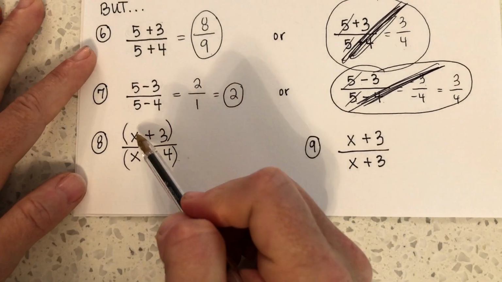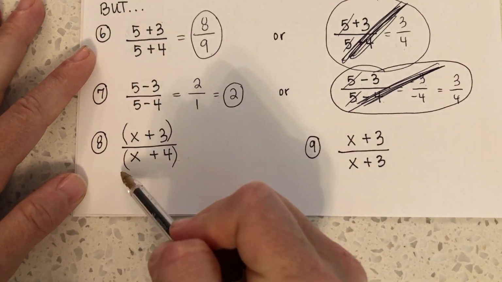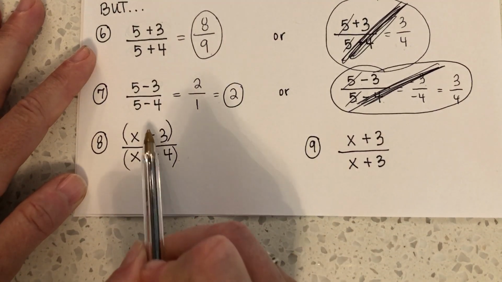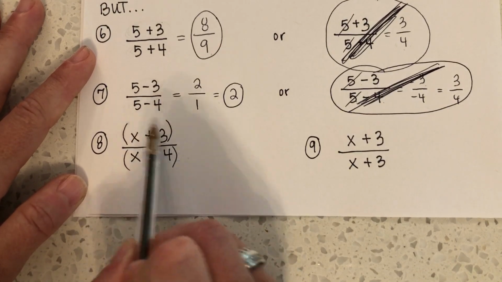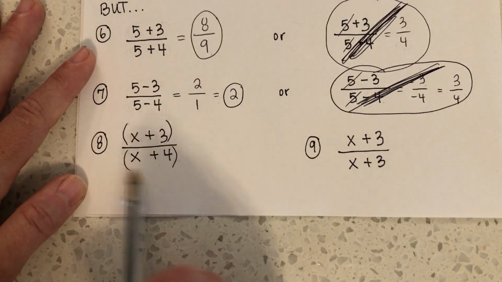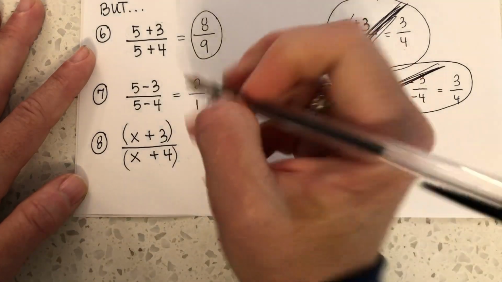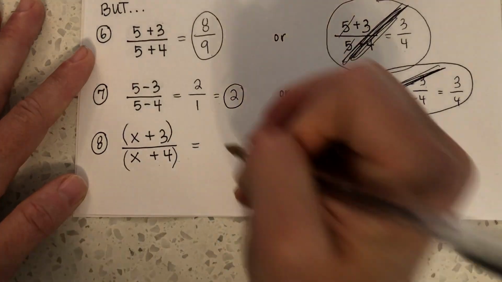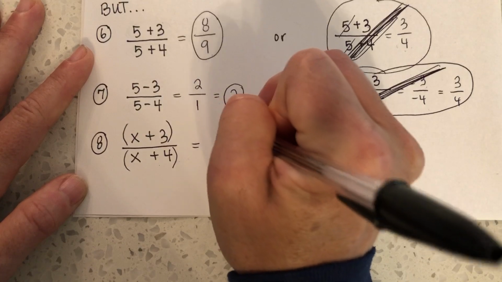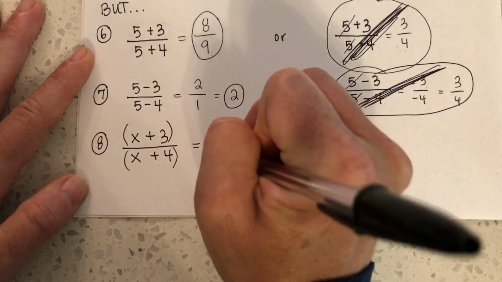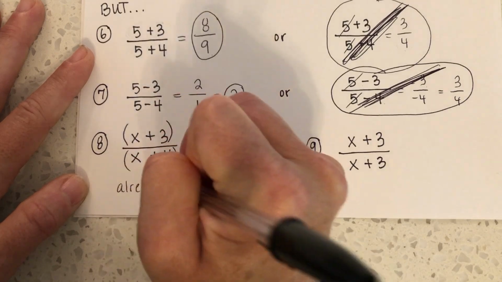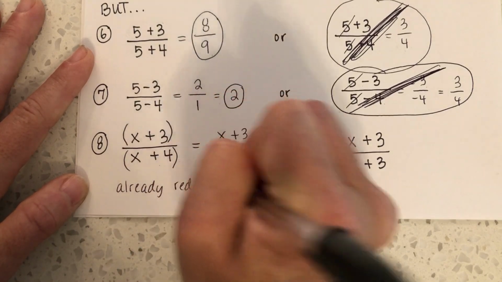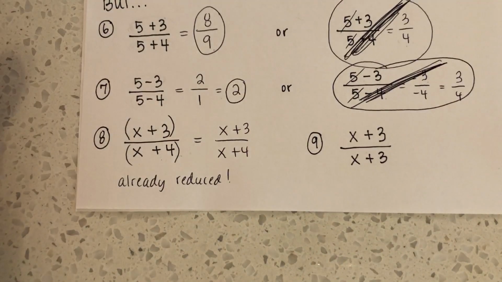So again, you're going to really be tempted to cross these x's out, but you're not allowed to because of that addition. It holds it together as a package. X plus 3 is held together and x plus 4 is held together. So technically, if you ever saw that expression, it's already reduced. It would stay x plus 3 over x plus 4. It's already a reduced expression. There's nothing you could cancel out, okay?